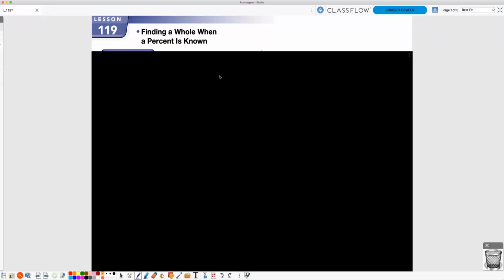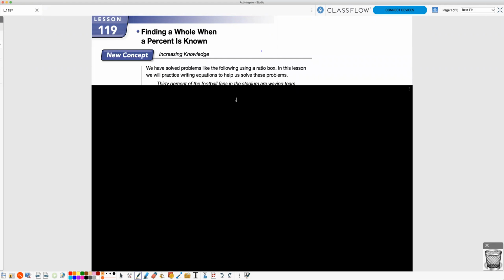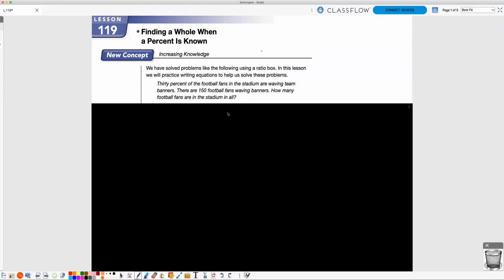This is lesson 119, finding a whole when a percent is known. We have solved problems like the following using a ratio box. In this lesson, we will practice writing equations to help us solve these problems.